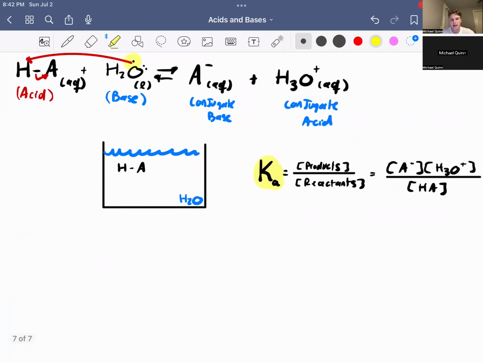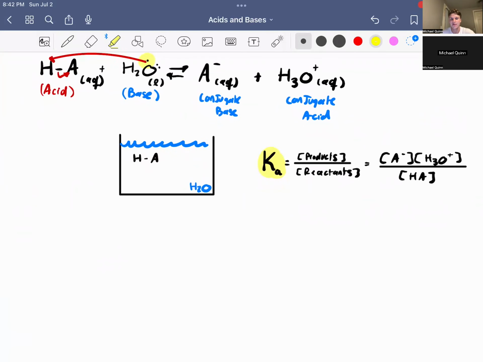So you will see acids have a Ka value associated with them, and we will see in the upcoming videos how a certain Ka will lead us to attack a problem differently from other acids with other Ka values that might be bigger or smaller.